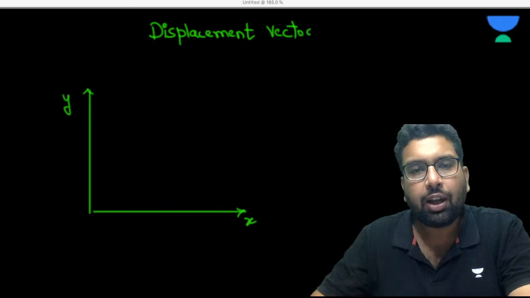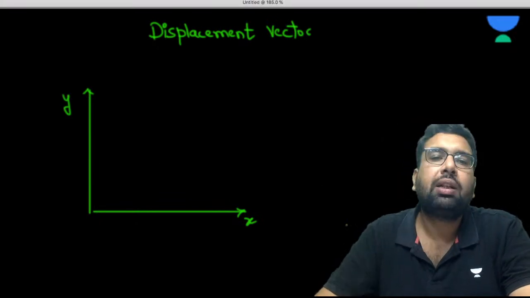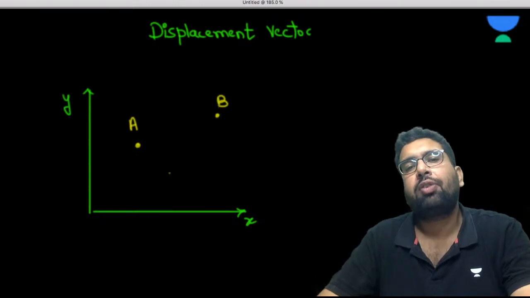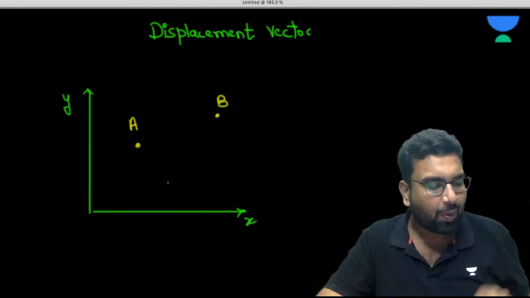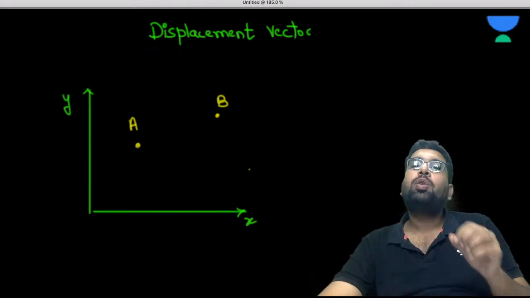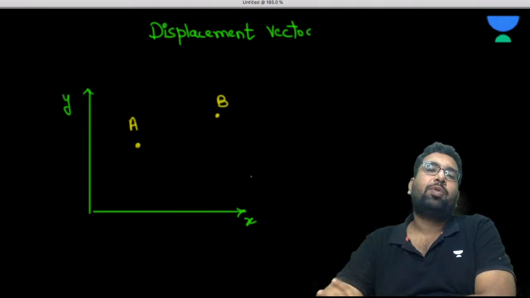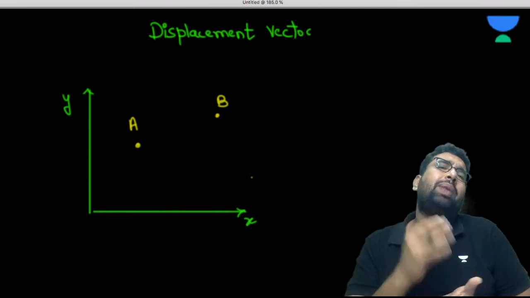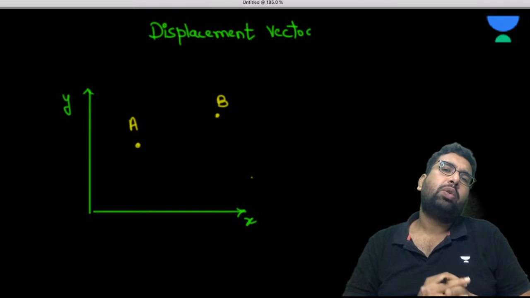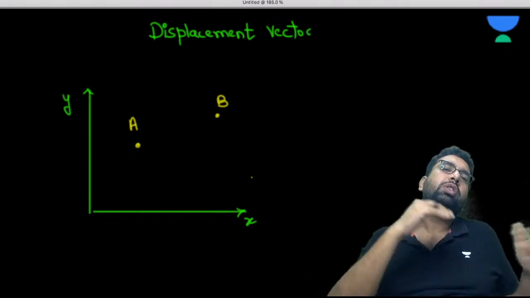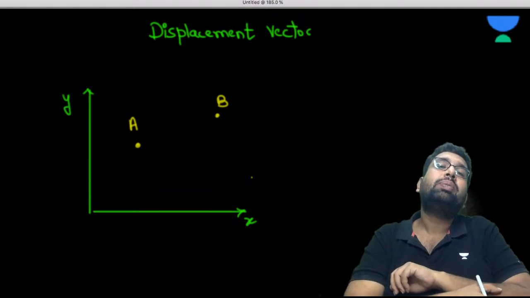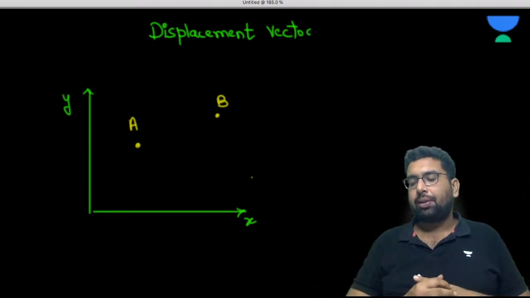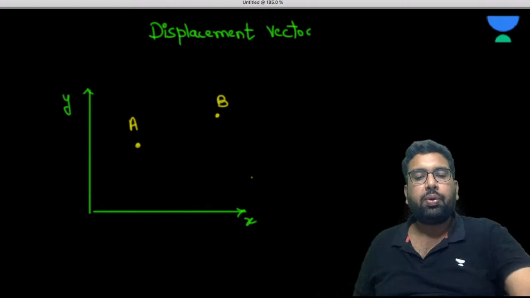So let's suppose we are having 2 points. Let's say one point is A and one point is B somewhere here. Now, what is going to be the displacement vector? So what is displacement in general? If someone has moved from some position to another position, the shortest distance between the initial position and the final position is what you call the displacement, isn't it?